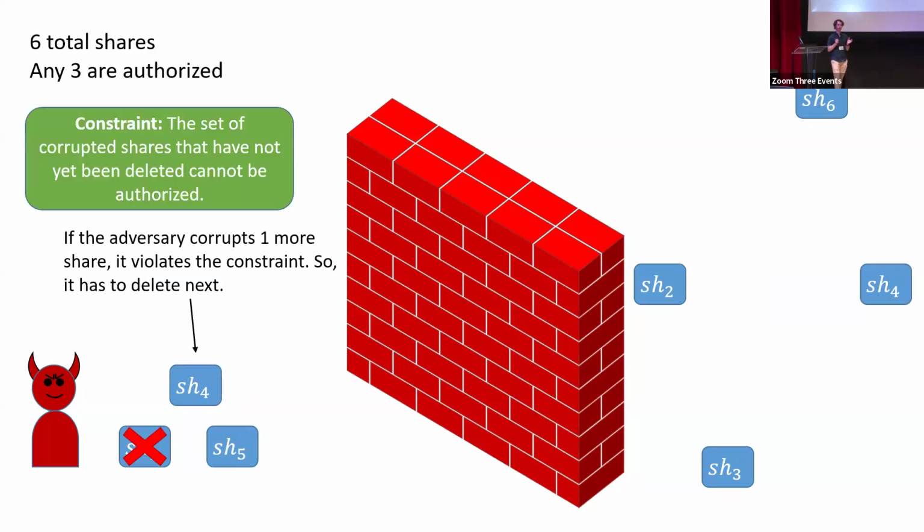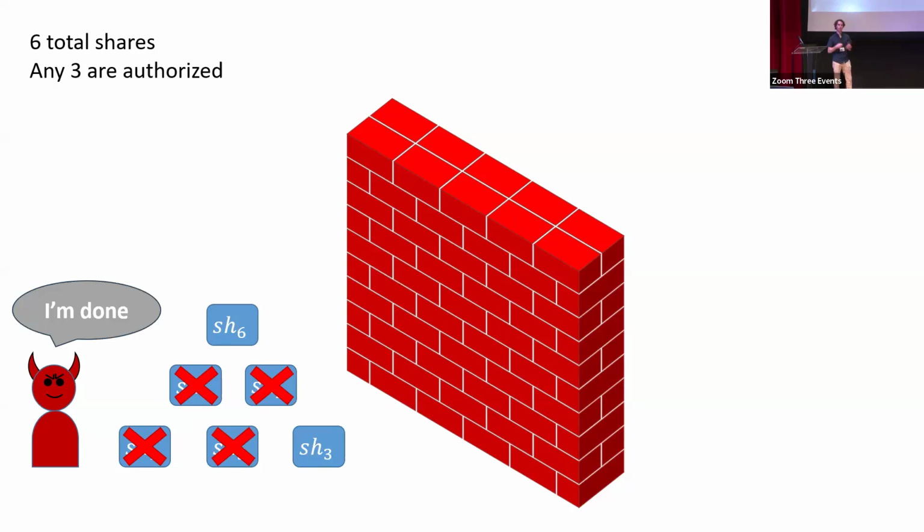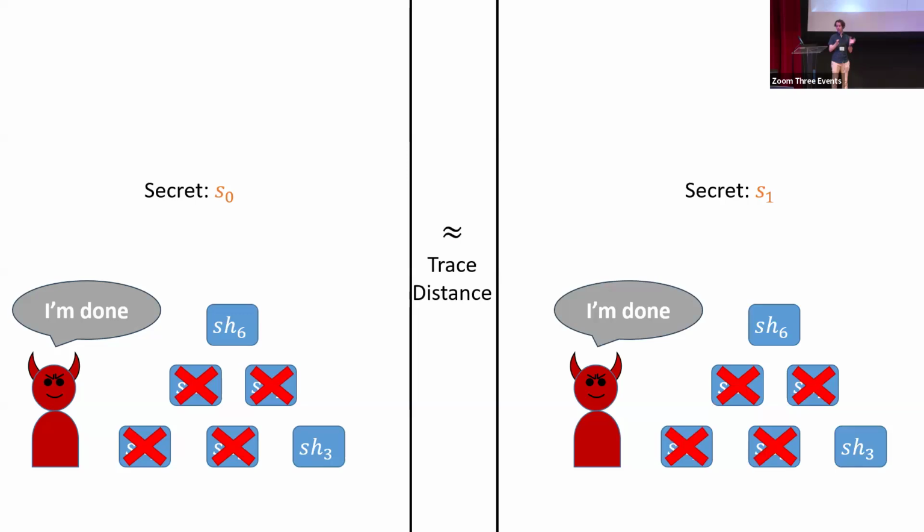The constraint is that it's not ever allowed to control a set of shares which is not deleted and is authorized. So here, if the adversary were to corrupt another share, it would control 3 undeleted shares, and this would immediately reveal the secret. So the only option that the adversary has in this case is to delete something. And the adversary can keep doing this and eventually gets the opportunity to corrupt every single share. The security requirement that we want is that the adversary's view at the end of this experiment is statistically close between any 2 secrets S0 and S1.